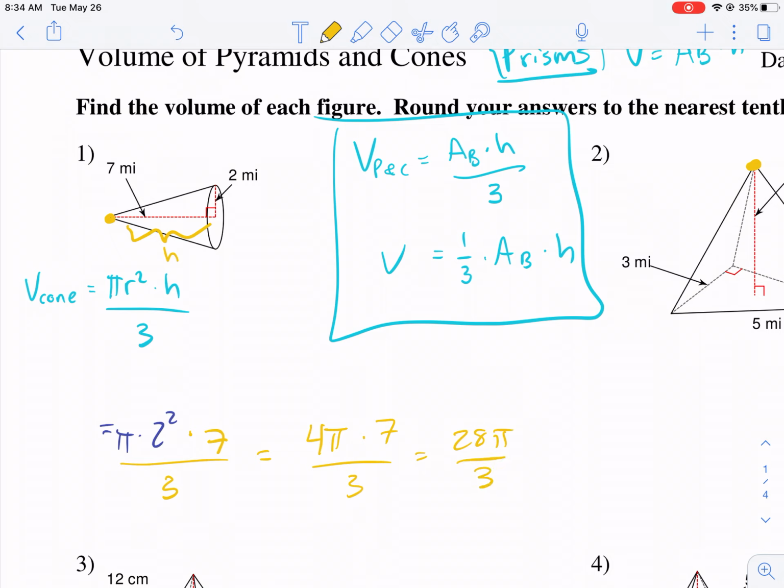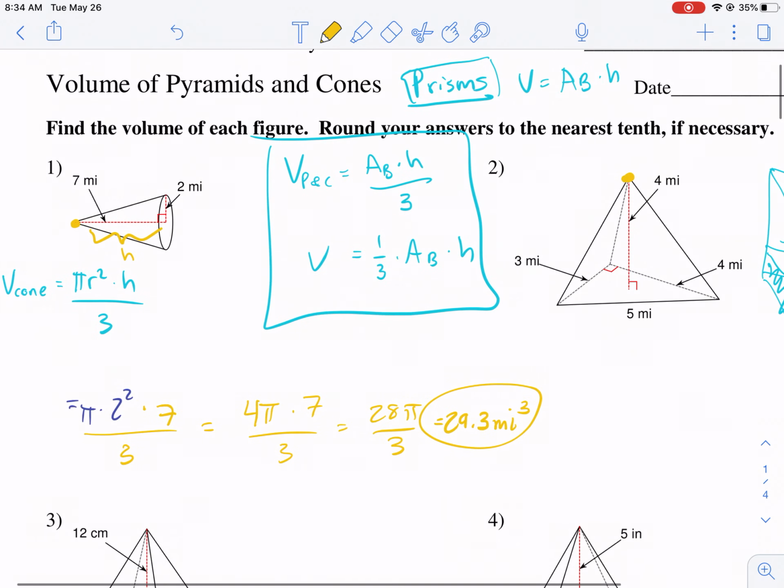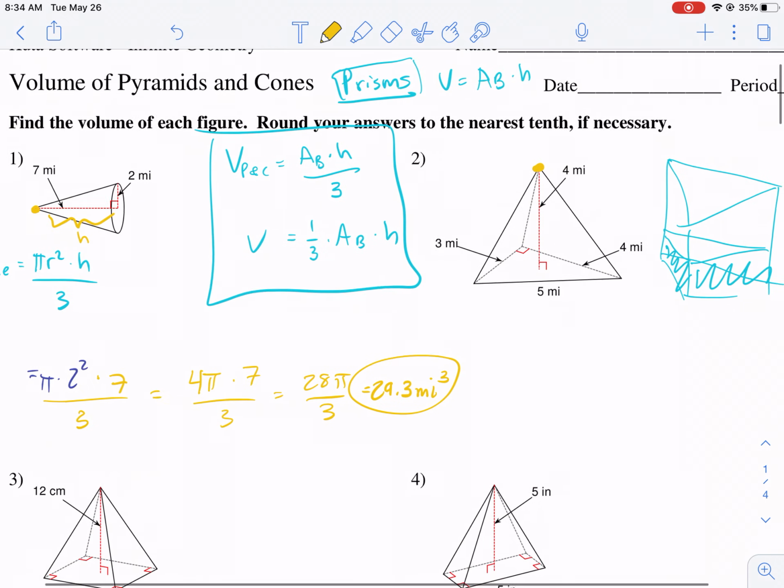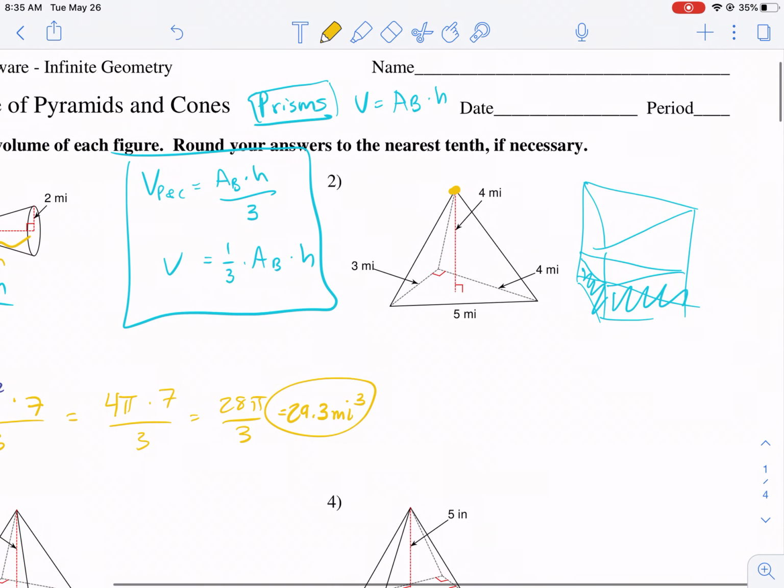It wants us to round these answers. As a geometry teacher, I would accept 28 pi divided by 3, but we're going to go ahead and multiply this out for this particular worksheet. I do that on my calculator, and I get, rounded, 29.3. What are my units? Miles cubed. That is one big cone right there. All right, moving on to number 2.